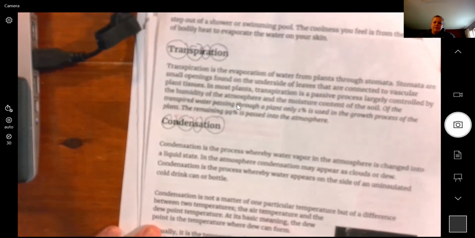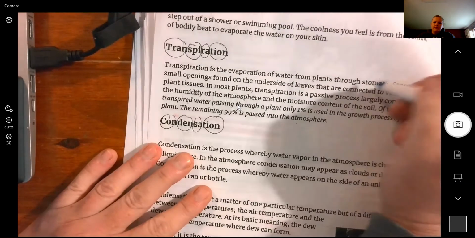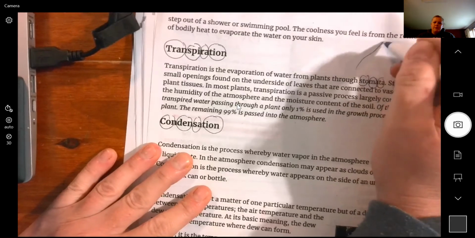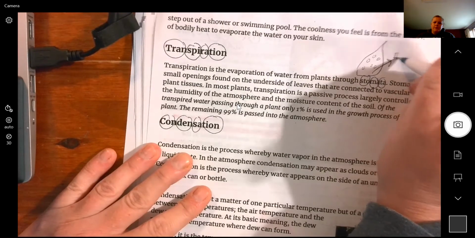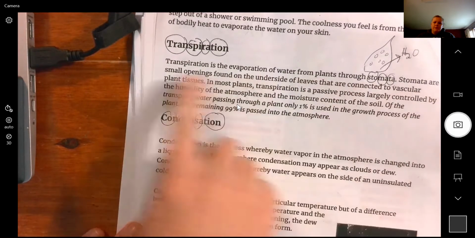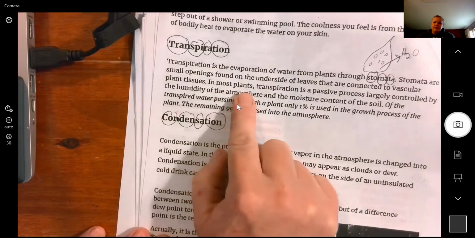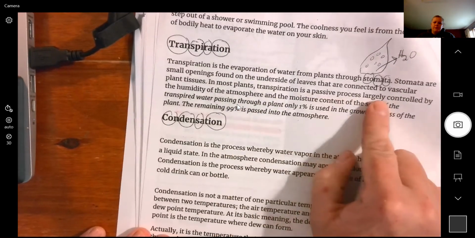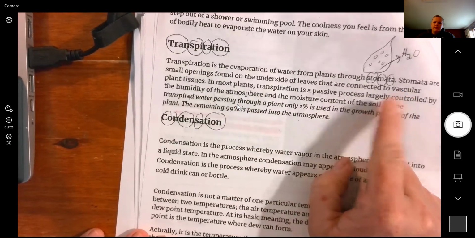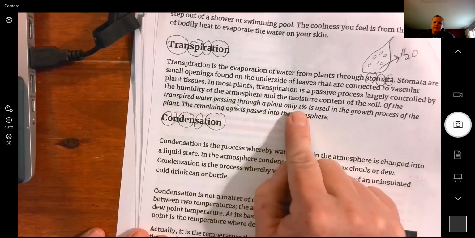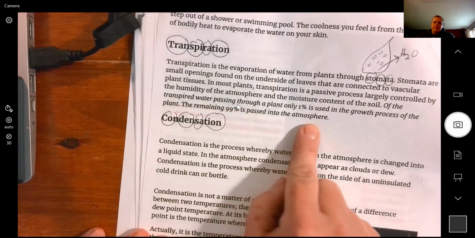Transpiration is the evaporation of water through, did you guess that word? Stomata. These are holes in the leaves. Stomata are small openings found on the underside of leaves that are connected to vascular plant. In most plants, transpiration is a passive process, largely controlled by the humidity of the atmosphere and the moisture content of the soil. Of the transpired water passing through a plant, only 1% is used in the growth process of the plant. The remaining 99% is passed into the atmosphere.